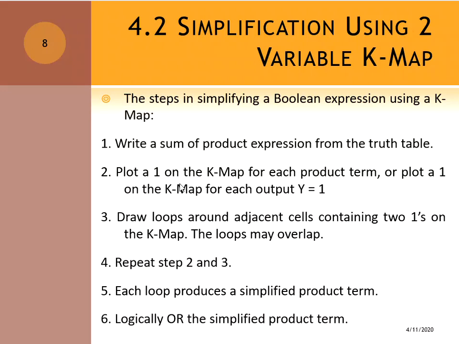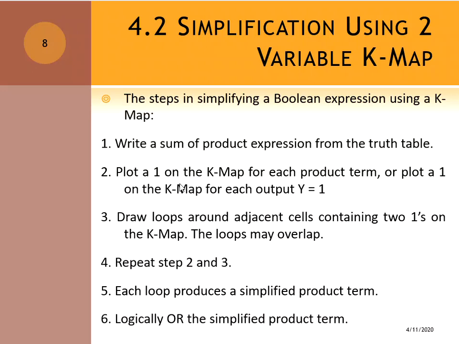Now we are going to learn how to simplify using two-variable K-map. So these are the steps in simplifying a Boolean expression using a K-map. First, you have to write down a sum of product expression from the truth table. Second, plot a 1 on the K-map for each product term, or plot a 1 on the K-map for each output Y equal to 1.